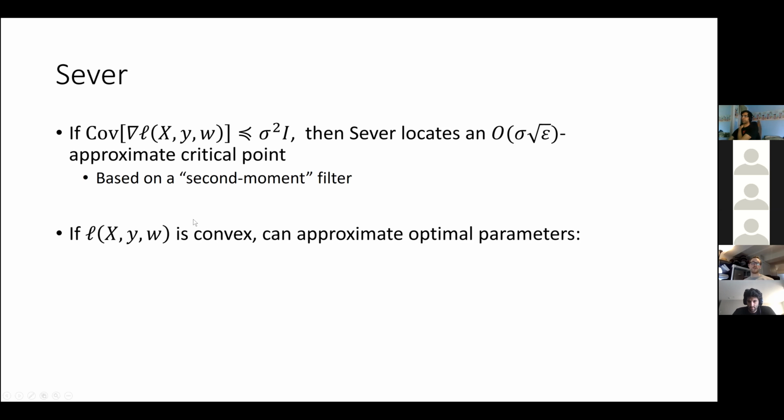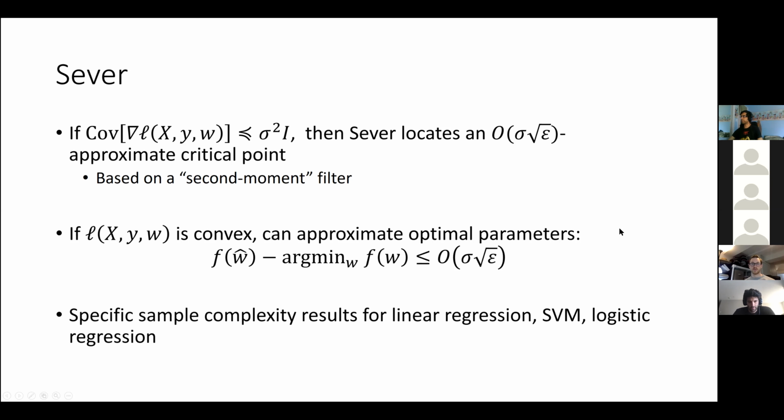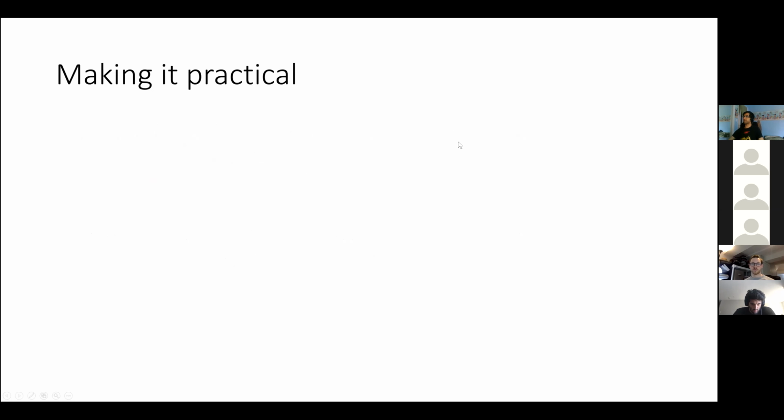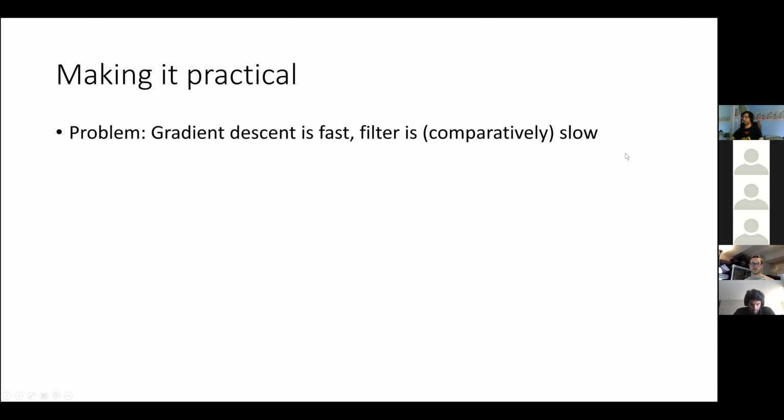Furthermore, if the loss function is convex, then we can approximate the optimal parameters. That is, we can get some sort of parameter proxy, which will result in something close to the true parameters, the true loss function. And then we also have additional specific sample complexity results for linear regression, SVMs, logistic regression, and more. So that's for theory. There are additional tweaks we have to do in order to make this practical. Running out of time, so we'll wrap this up quickly.